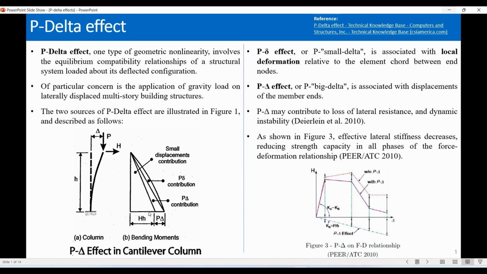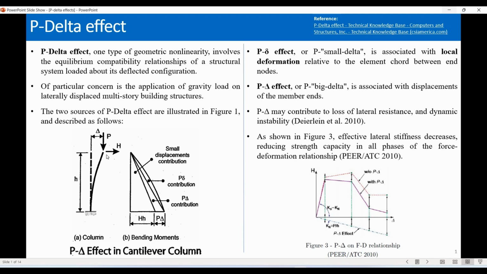And as shown here, the bending moment diagram has three parts or three triangles. The first one is obtained from the first order analysis, which means we apply the equilibrium equation based on the undeformed shape. In this case, the bending moment diagram of this cantilever column will be equal to H multiplied by the height. There are now two sources of contribution to this bending moment if we include the P-delta effect. The first one is called P big delta, which is associated with the displacements of the member ends, while the P small delta contribution is associated with the local deformation happening locally to the member itself.